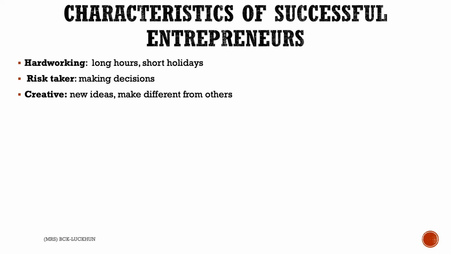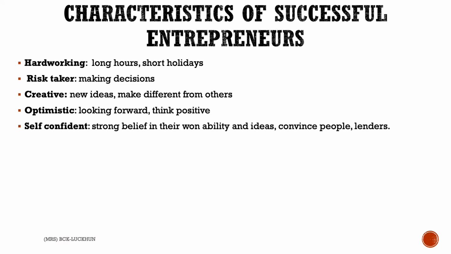The next characteristic for a successful entrepreneur is to be creative. That is, a new business needs new ideas about products, services, and ways of attracting customers. Hence, in other words, it is to make it different from existing firms. Optimistic is a characteristic of successful entrepreneur. To be optimistic is to look forward to a better future, which is essential for successful businesses. If the entrepreneur thinks only of failure, the business will fail. Next characteristic is self-confident. Being self-confident is necessary to convince other people of your skills and to convince banks and other lenders and customers that your business is going to be successful.